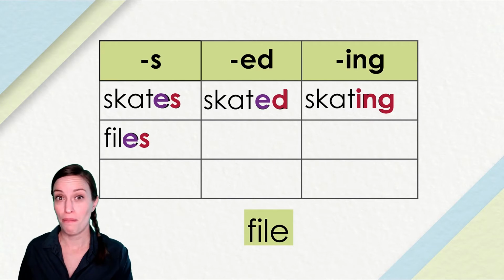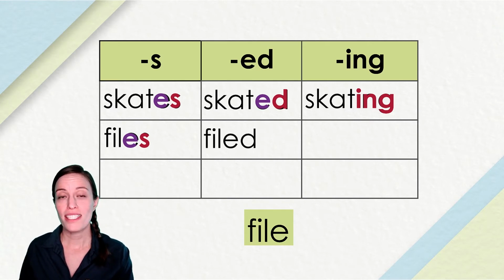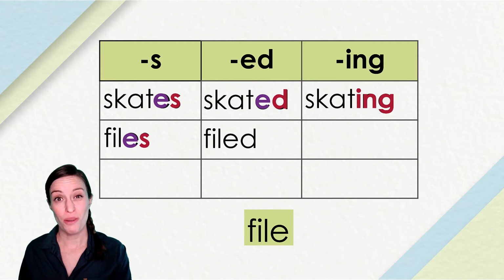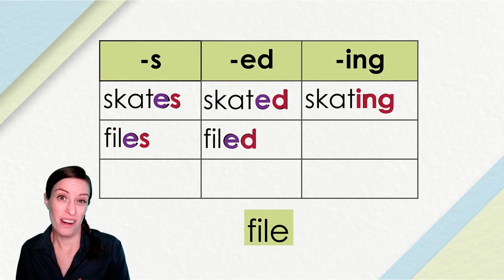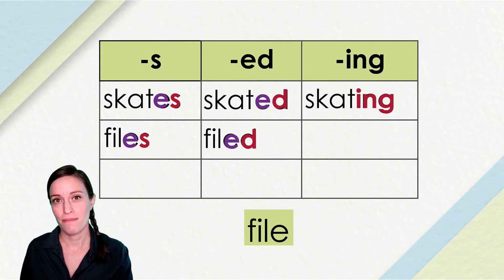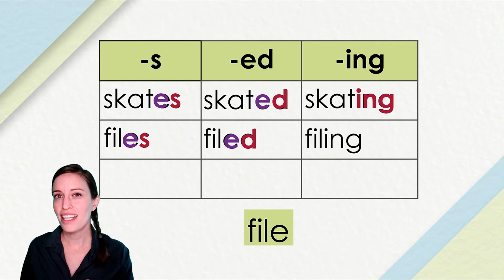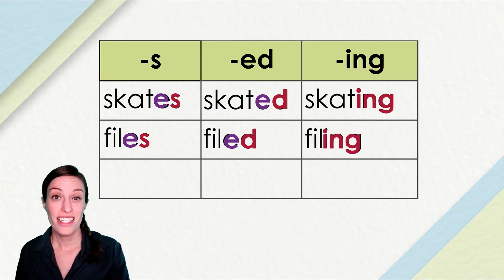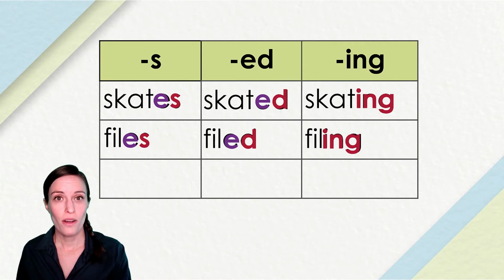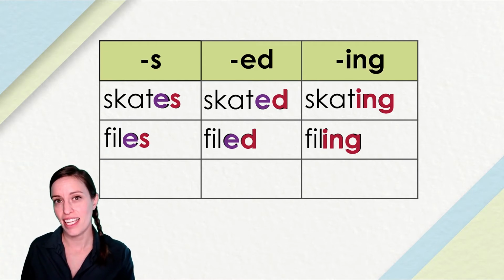If we filed some papers away in the past, we would say filed. When we're doing something in the past, we need to add that suffix ed. When we add the suffix ed to a word that ends with the silent E, it looks like we just put a D on the end. And finally, if we were filing something in the present, we would say filing. We need that suffix ing when something is happening right now. To add the suffix ing, we first have to take away the silent E before we add it.